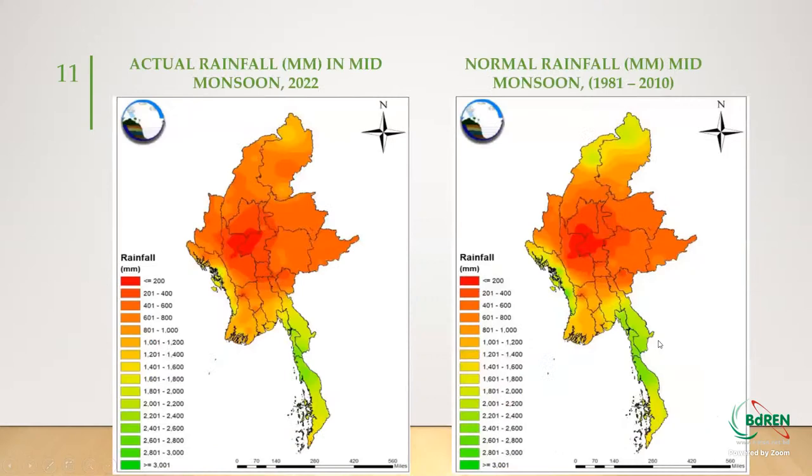This is the mid monsoon season. We observe our actual rainfall and compare with the 30-year normal, 1981-2010. In the early monsoon season in northern Myanmar, Kachin state, we observed above normal rainfall. But in the mid monsoon season, we can see in northern Myanmar and the northwestern part of Myanmar, Kachin, Sagaing and Chin, we observe below normal rainfall. Also in the western part of Myanmar, Rakhine state near Bangladesh, we can clearly see the actual rainfall is less than the normal rainfall. So we observe below normal.